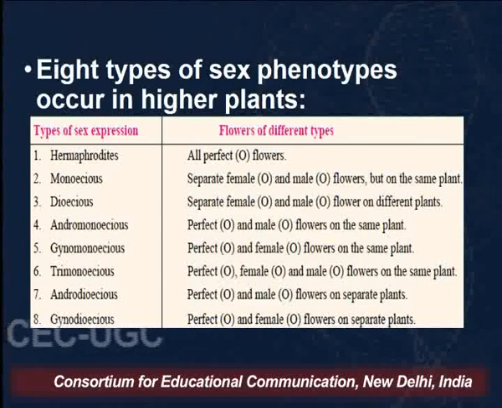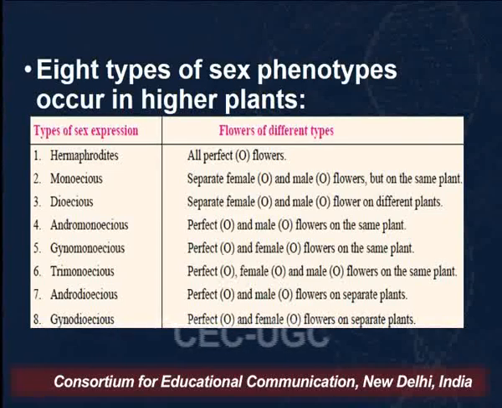And then comes some complication. Andromonoecious. Now this is a combination. You have a perfect flower and a male flower on the same plant. So that means this is a corollary of a monoecious plant, but then one of the flowers is perfect. However, both the sexes are present. Gynomonoecious similarly has a perfect and a female one on the same plant. Then you have a trimonoecious, which is a combination of perfect, female and male flowers on the same plant.